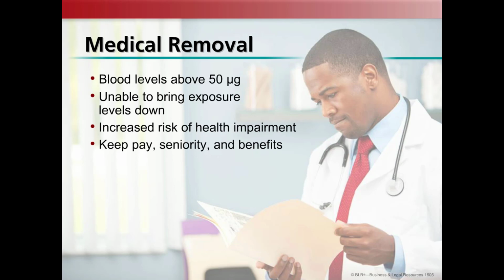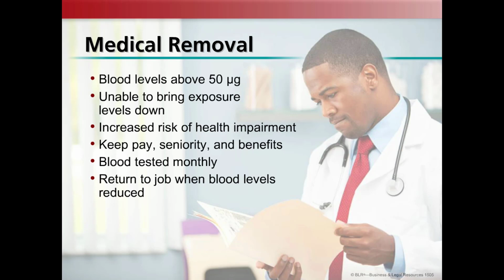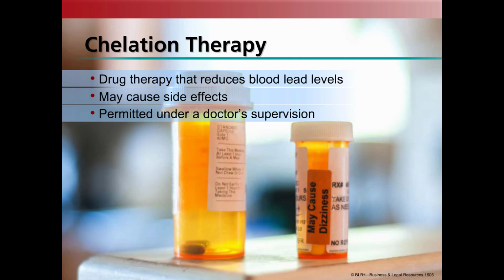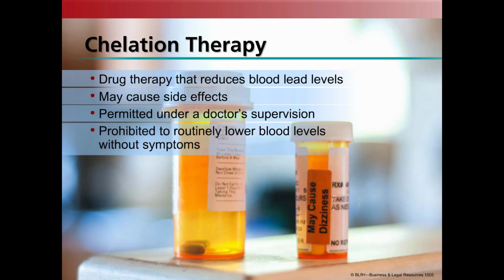If removed, you will keep your pay level, seniority, and benefits. Blood must be tested monthly during removal from the job as a result of lead exposure. You can return to your job when blood test results are less than 40 micrograms for 2 consecutive tests. The amount of lead absorbed in body tissue may be reduced by a drug therapy called chelation. There may be side effects. Chelation is permitted only under a doctor's supervision to reduce blood lead levels for symptoms of lead exposure or to diagnose lead poisoning. Chelation to prevent elevated blood levels or to routinely lower blood lead levels without symptoms is prohibited.